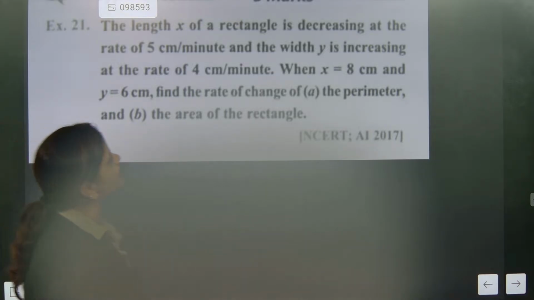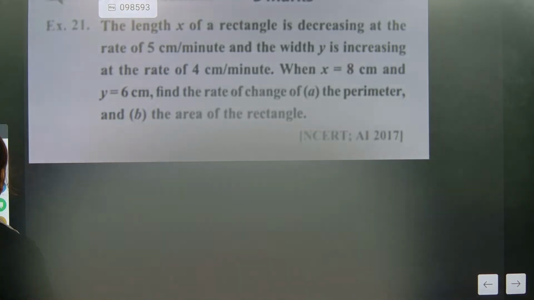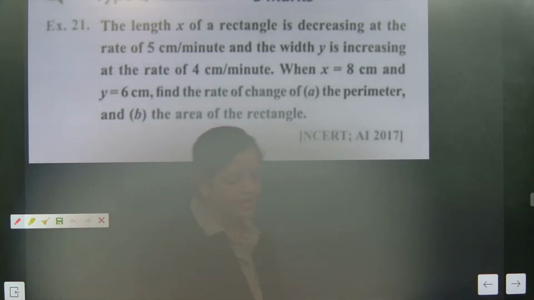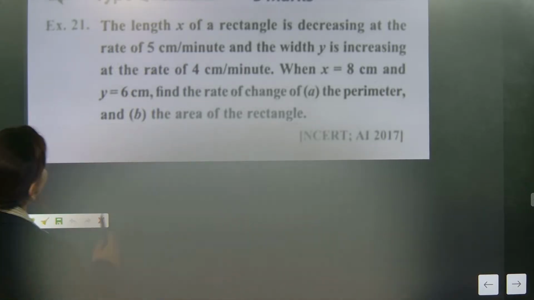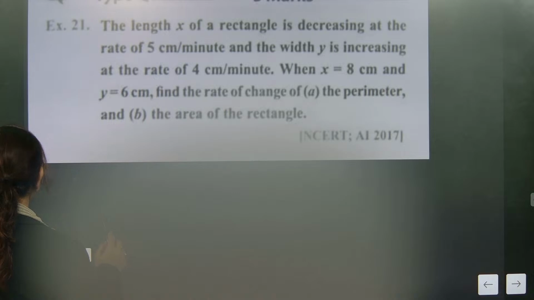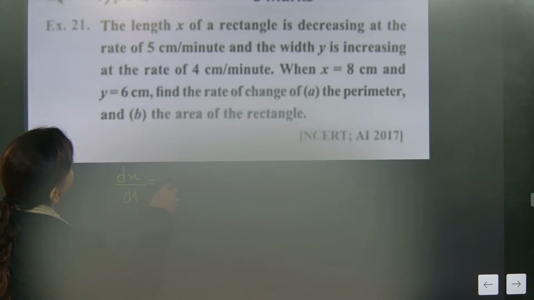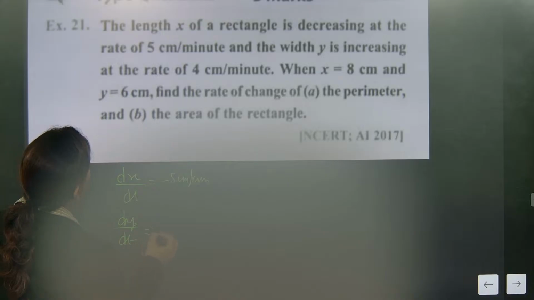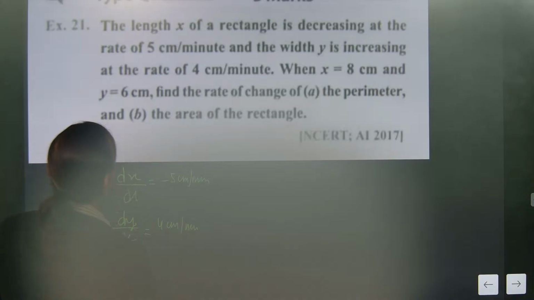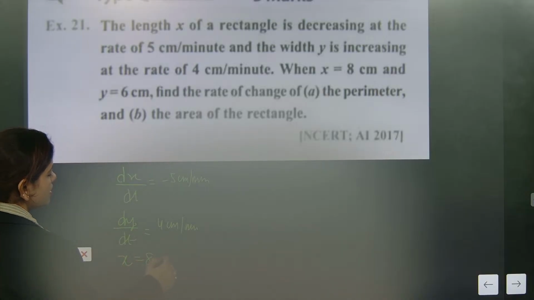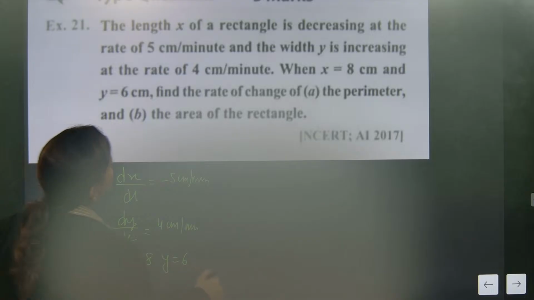See, the length x of a rectangle is decreasing at a rate of this. All these questions have a common setup, a common procedure. The length is decreasing. How are we going to solve it? dx by dt is coming as minus 5 centimeter per minute. And the width is increasing, so dy by dt is 4 centimeter per minute. When x is equal to 8 and y is equal to 6 centimeter, find the rate of change, first of the perimeter and then of the area of the rectangle.